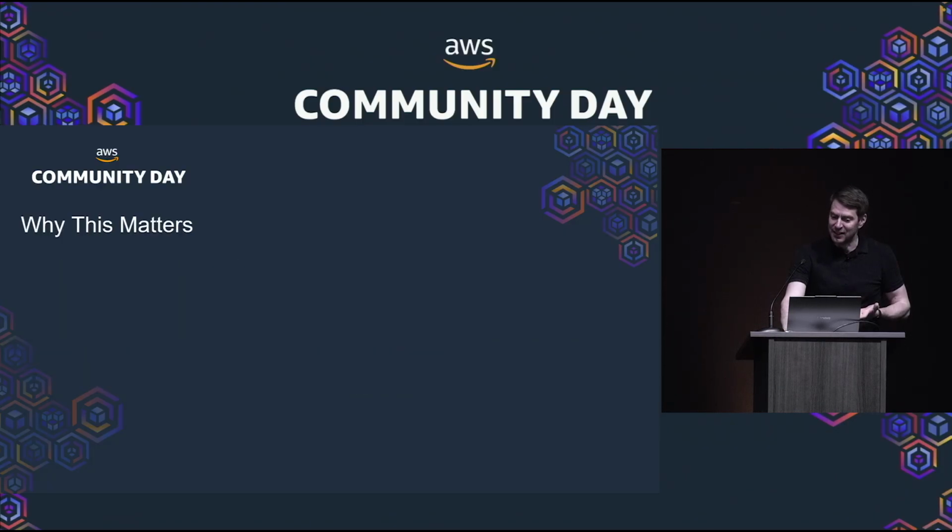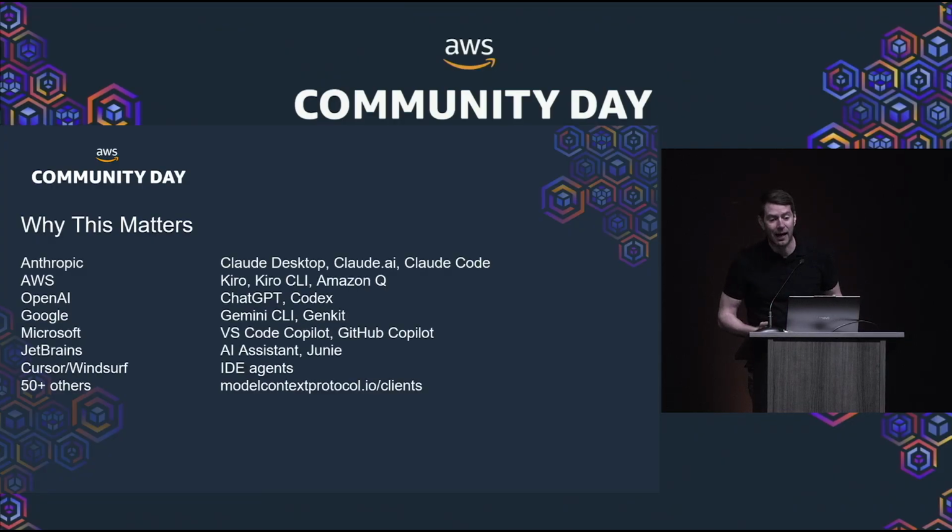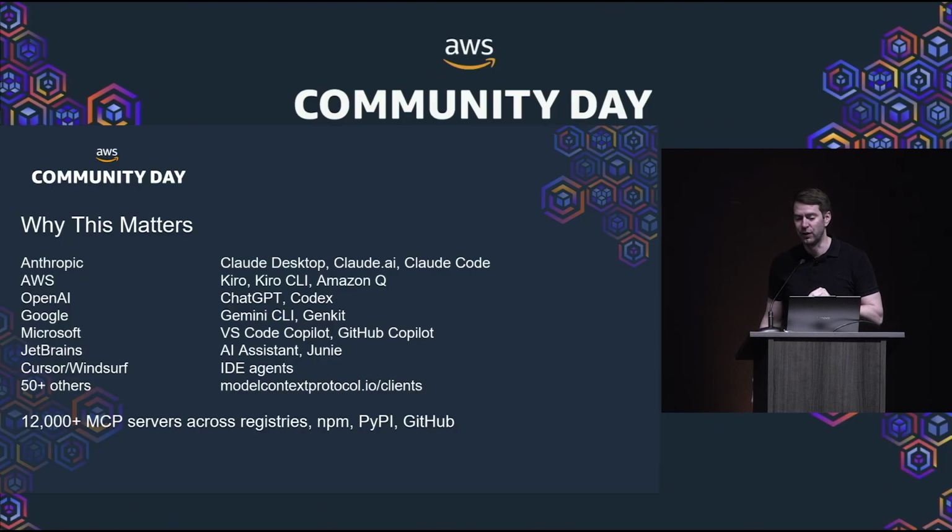So this isn't a niche protocol, and this is why this is so important. Every major AI platform has adopted MCP today. Anthropic, OpenAI, Google, Microsoft, JetBrains, AWS. And there are today over 12,000 MCP servers that exist across registries, NPM, PyPI. And if you're building anything using AI agents today, you're probably building with MCP. You're using MCP. And the security gaps actually affect the entire ecosystem, not just one single vendor.